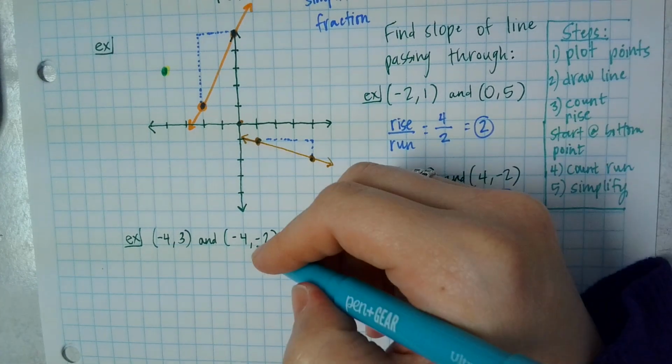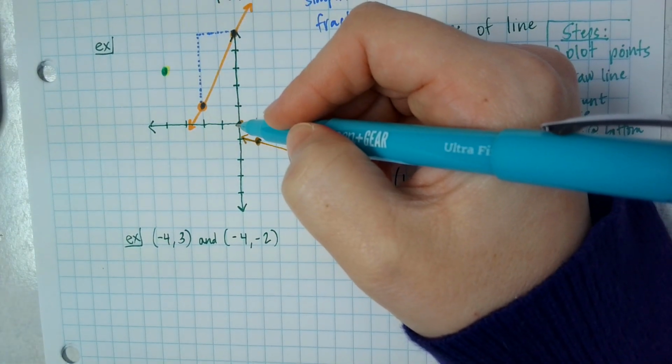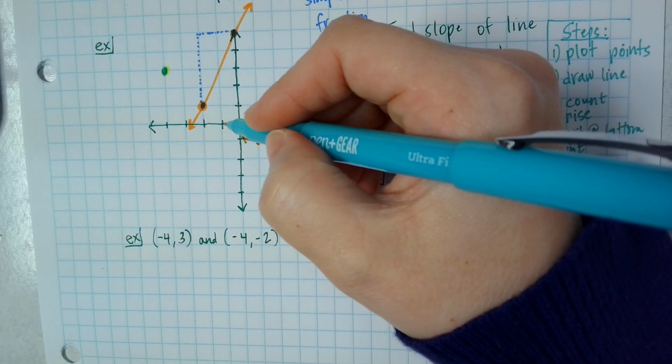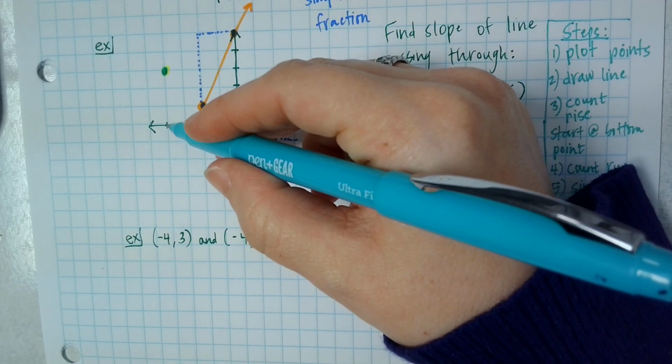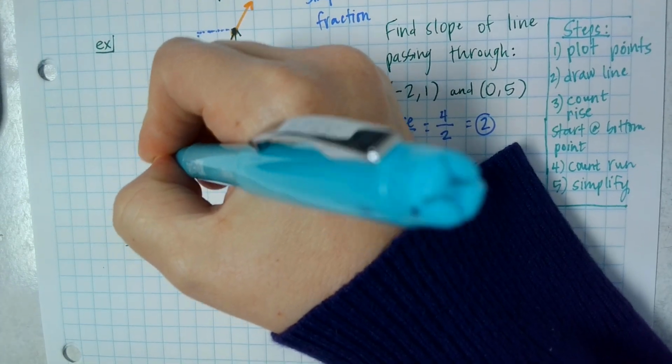Alright, and then let's do -4, -2. So, starting at the origin, -4 tells me to go where? Left. Left 4: 1, 2, 3, 4. -2 tells me to go where? Down. Down 2: 1, 2.